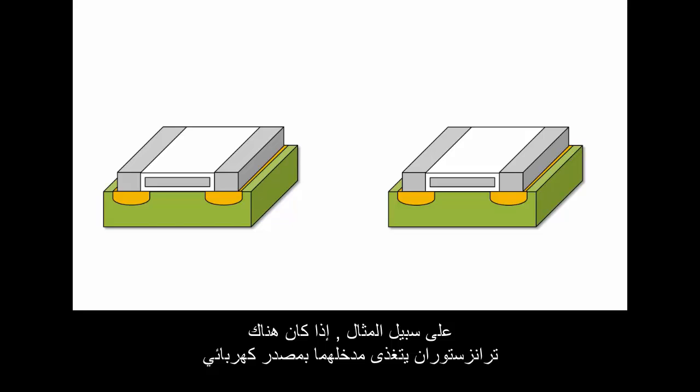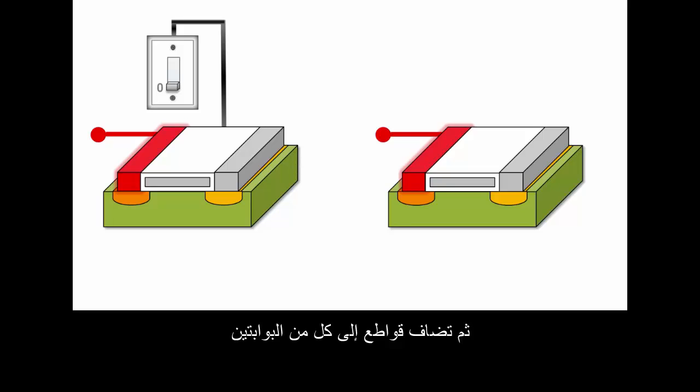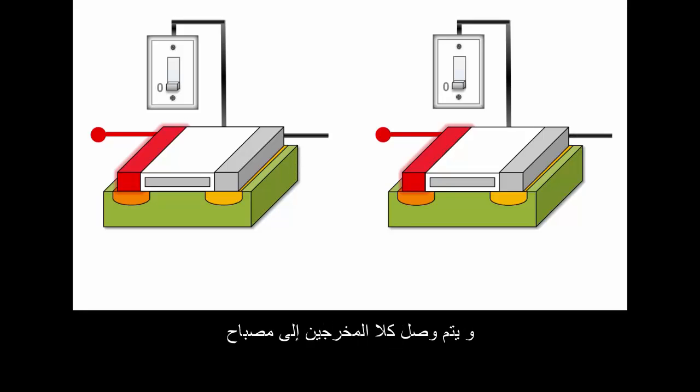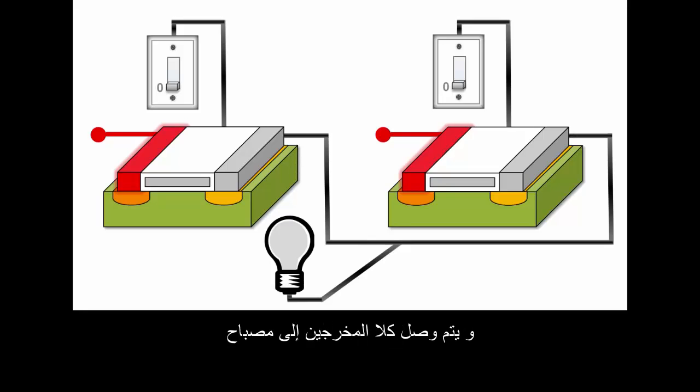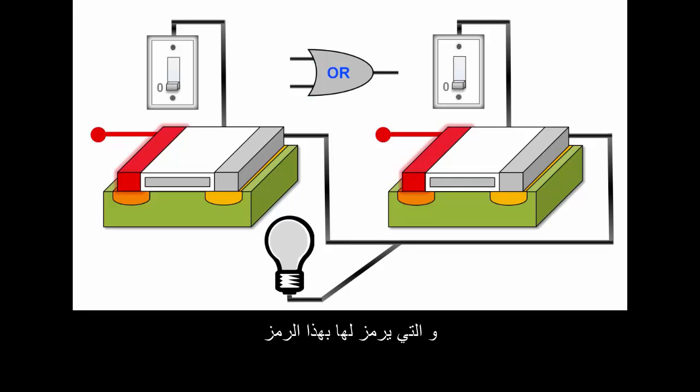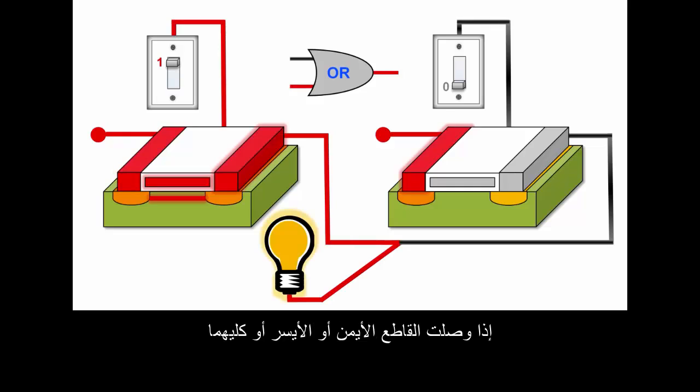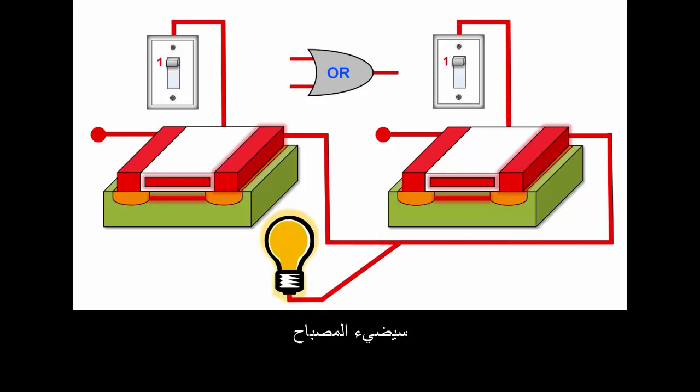For instance, if you have two transistors and you add power to the inputs of each transistor and then add switches to each of the gates and allow the outputs to both flow directly to a light bulb, you have created an OR gate, which has this symbol. Turn the left switch on, or the right switch on, or even both switches on, and the light bulb turns on.